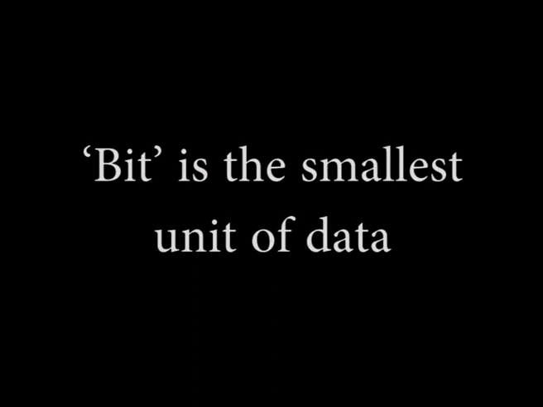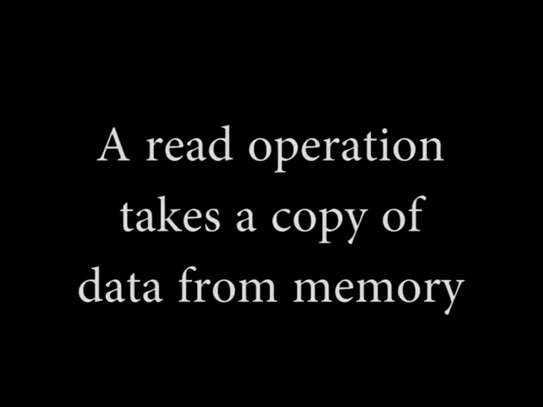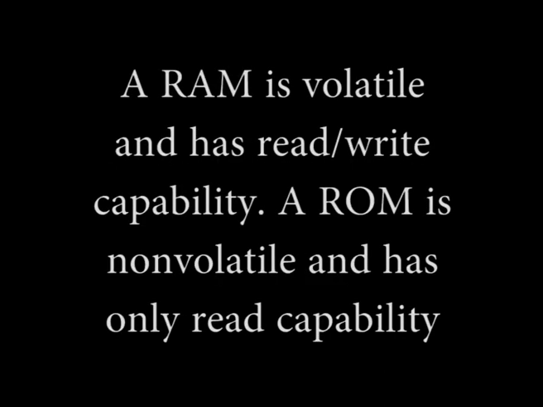So friends, that brings us to the end of our discussion in this lecture, and therefore we sum up. In this lecture, we learned that a bit is the smallest unit of data. A write operation stores data in memory. A read operation takes a copy of data from memory. A unit of data is located by its address. A RAM is volatile and has read-write capability. A ROM is non-volatile and has only read capability.